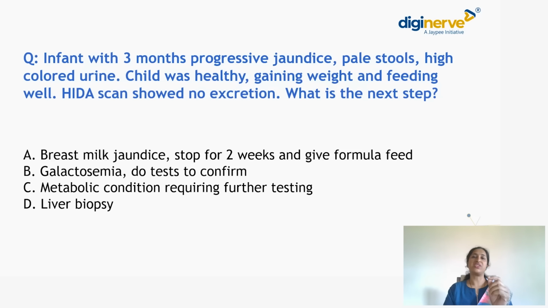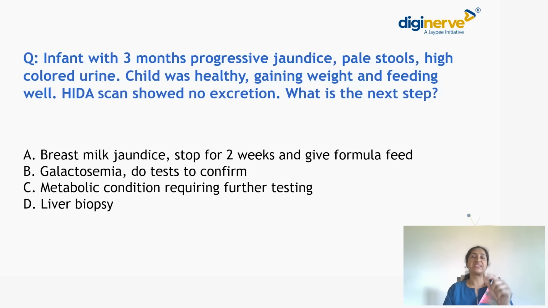Now, in those conditions, the features of obstruction will not be there. So the HIDA scan will not show no excretion. It will show some excretion, and the jaundice will be deepening, liver function will be abnormal, things like that will be there. So the fact that the HIDA scan is showing no excretion means there's a block. Metabolic conditions don't have a block. So option C, metabolic condition requiring further testing, is the wrong answer.